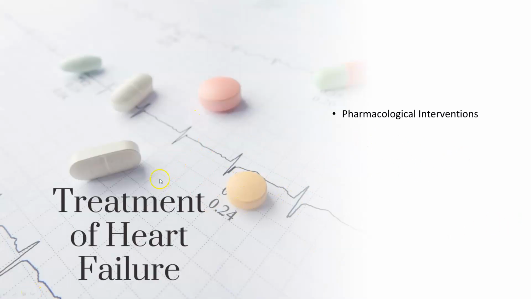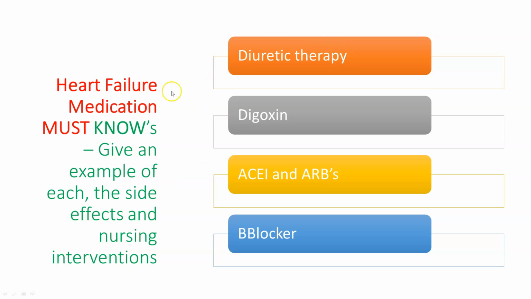So, pharmacological interventions. Medication must-knows, right? Diuretic therapy we've discussed. Digoxin, it is a cardiac glycoside. It is an inotrope. We are going to give it to improve cardiac output. However, there's always it depends. We know that we also have to monitor that client for digitoxicity. Digitoxicity can happen at the first dose.